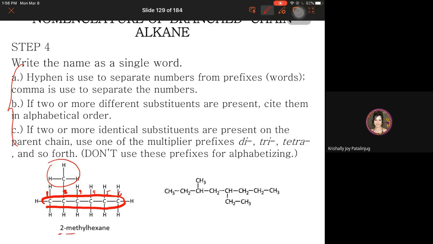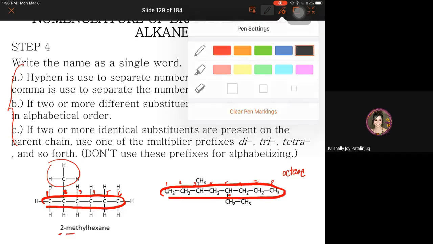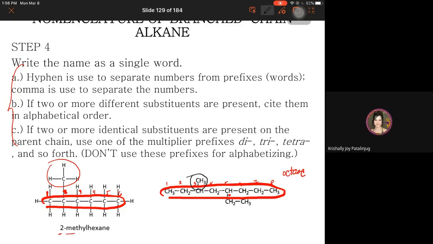Okay. The parent is, ayan. How many carbon? 1, 2, 3, 4, 5, 6, 7, 8. So, the parent is octane. And what are the substituents? Okay. Substituents, we have 3, 4, 5. We have 5 ethyl and 3 methyl. Ito yung mga substituents. List down ninyo sa inyong notes ang mga substituents. You have 3 methyl, and on the 5th carbon, there is ethyl.